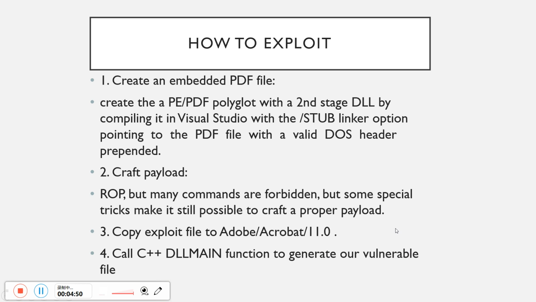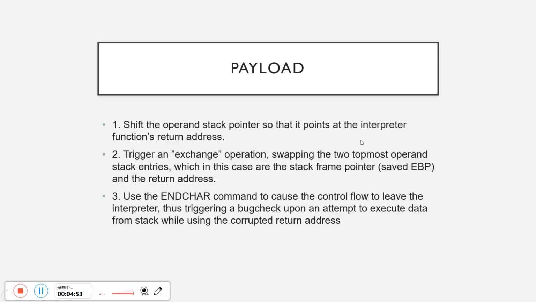So let's talk about how we can craft a payload. The basic logic of this payload is these three points. First, we shift the operand stack pointer so that it points at the interpreter function's return address. And this will trigger an exchange operation, swapping the two topmost operand stack entries, which in this case are the stack frame pointer, saved EBP, and the return address. Finally, use the endchar command to cause the control flow to leave the interpreter, thus triggering a bug check upon attempts to execute data from the stack while using the corrupted return address.